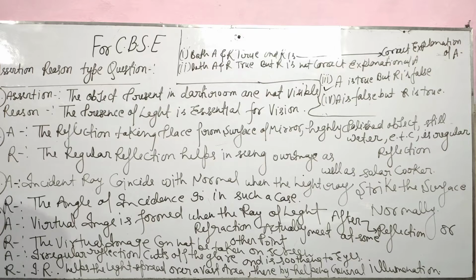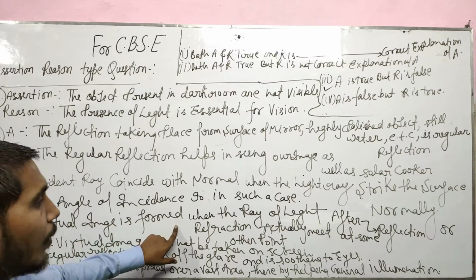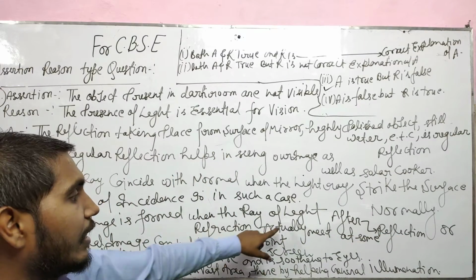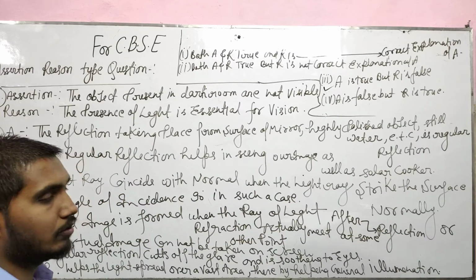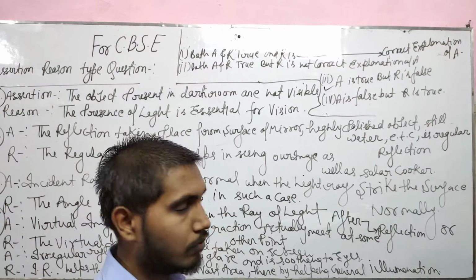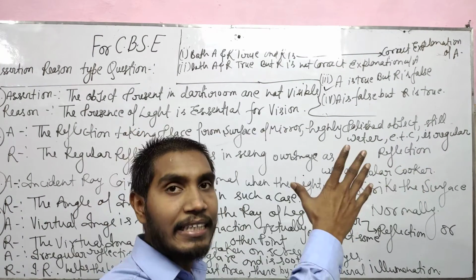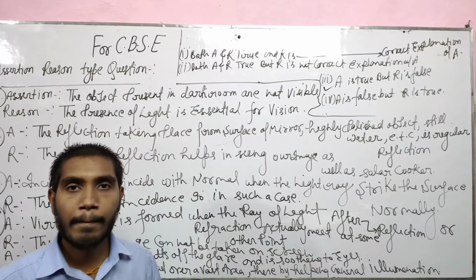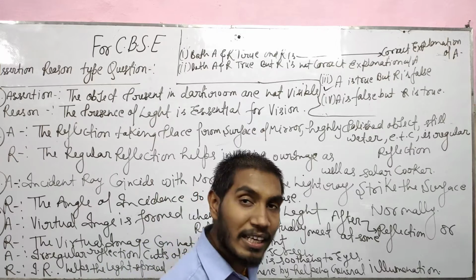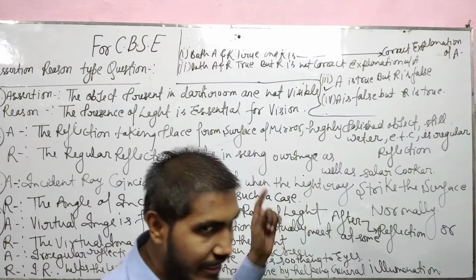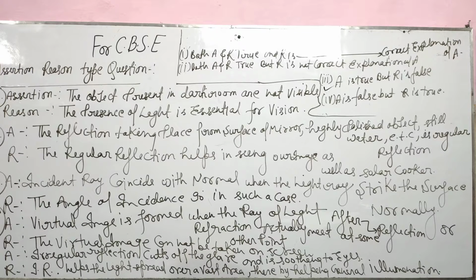Now we see question number 4. Assertion: a virtual image is formed when the rays of light after reflection or refraction actually meet at some other point. Wrong. When they actually meet at some other point, a real image is formed. A virtual image is formed when the rays appear to meet at some other point. So A is wrong.